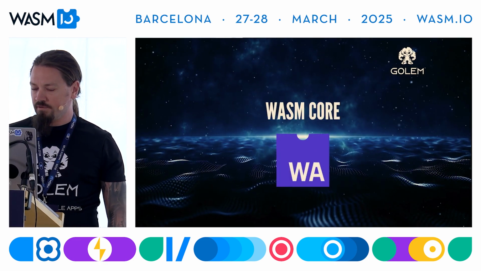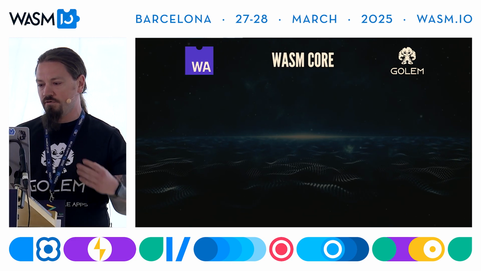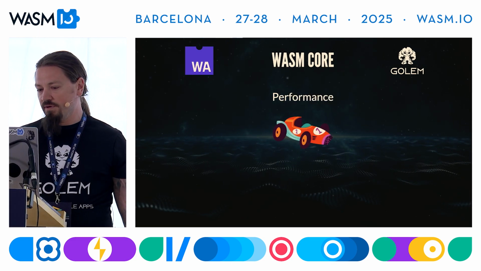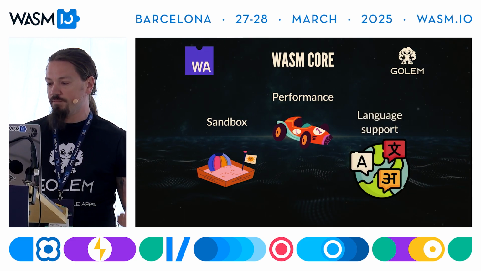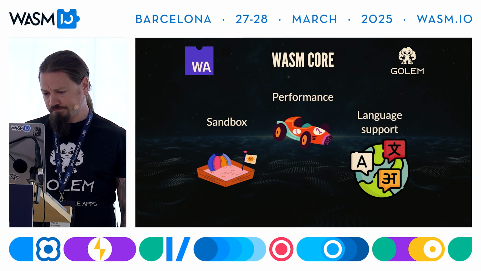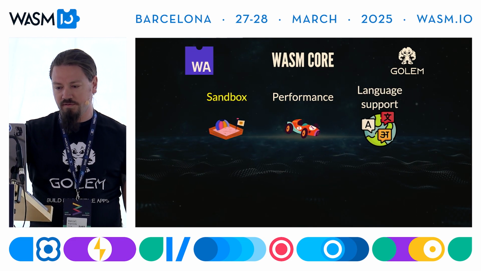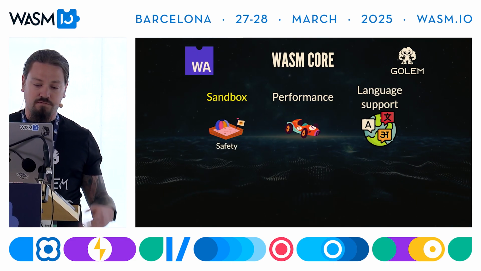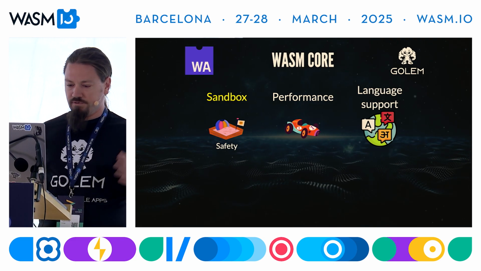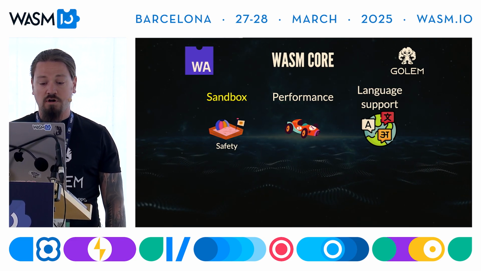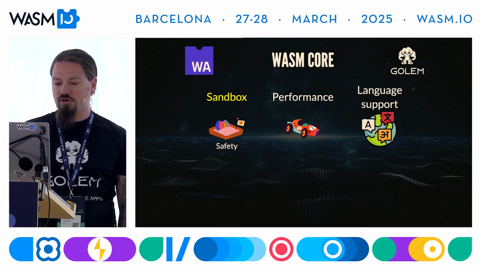So let's start with core WebAssembly. If we think about why we chose core WebAssembly to build Golem on, of course, one of the reasons can be performance. Another is its sandboxing capabilities and the large number of languages that are supporting it. In this talk, I'm only going to focus on the sandboxing capabilities, which is really important, of course, because of safety. That allows us to run multiple applications from multiple users in a single Golem executor process without having to fear about them interfering with each other.